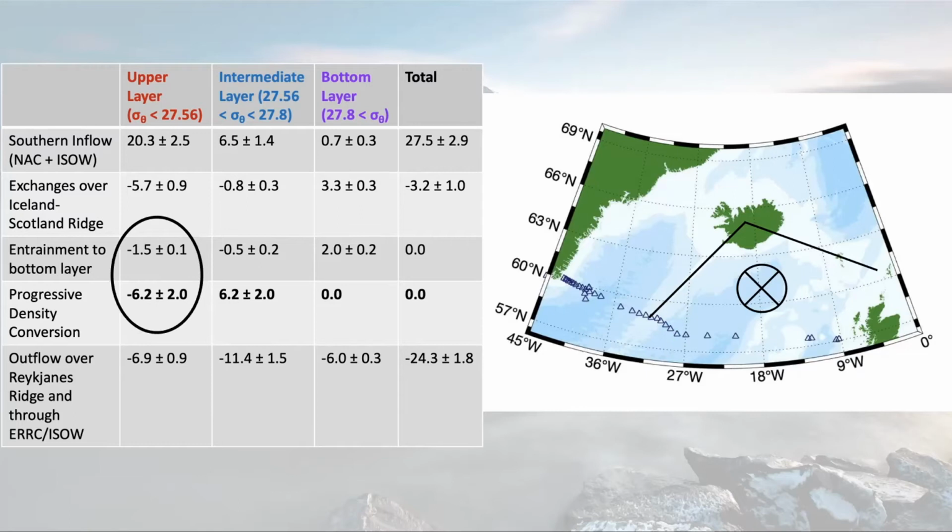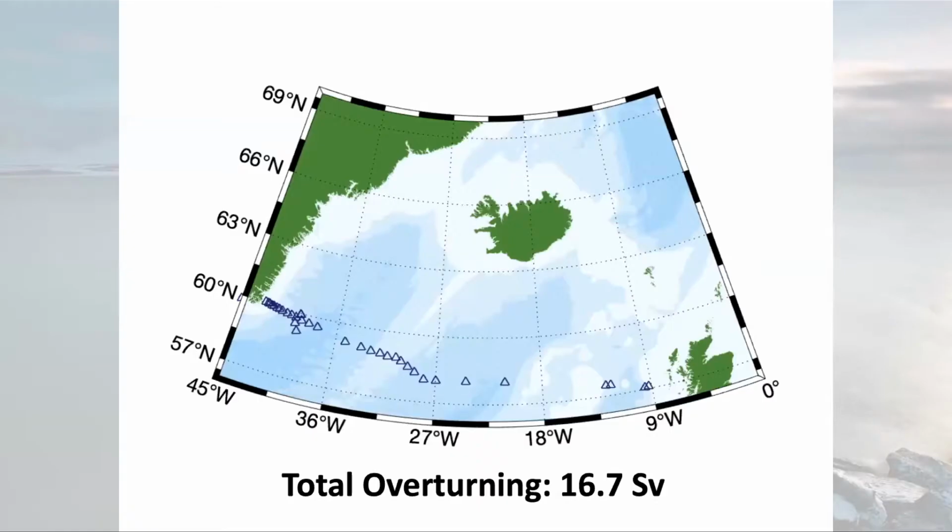And if we add that 6.2 Sverdrups to the 1.5 Sverdrups that Bill found in his entrainment, we end up getting a total of nearly 8 Sverdrups of overturning that occurs in the eastern subpolar gyre, to the east of the Reykjanes Ridge between the OSNAP line and the Iceland-Scotland Ridge.